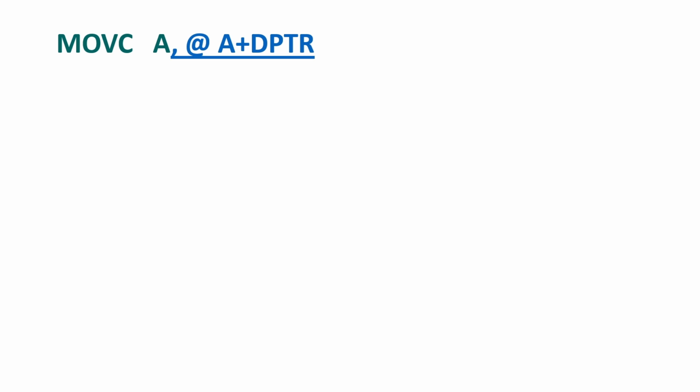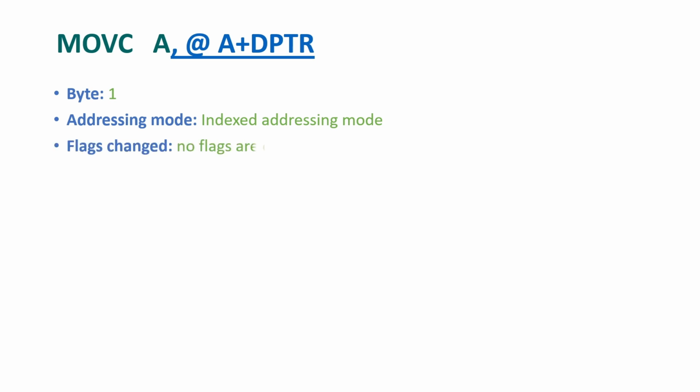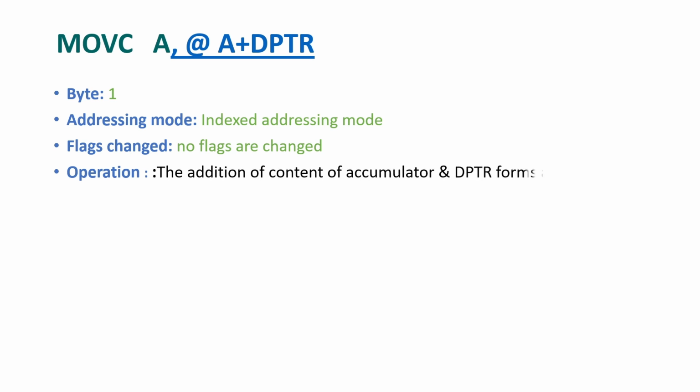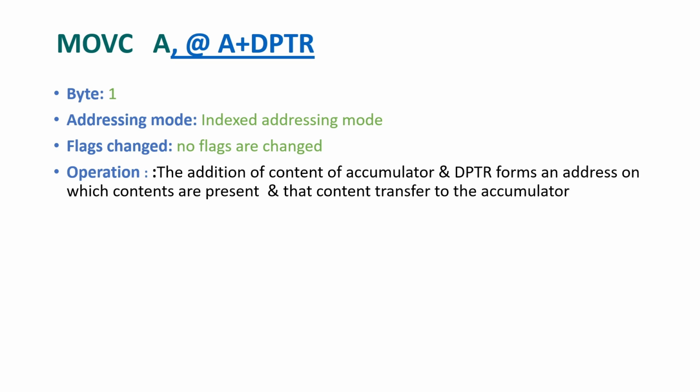See the next instruction, MOVC A, @A plus DPTR. This is a 1 byte instruction. This instruction is of indexed addressing mode. No flags are affected due to these instructions. Now the operation, the addition of the content of accumulator and DPTR forms an address on which contents are present and those contents are transferred to the accumulator.